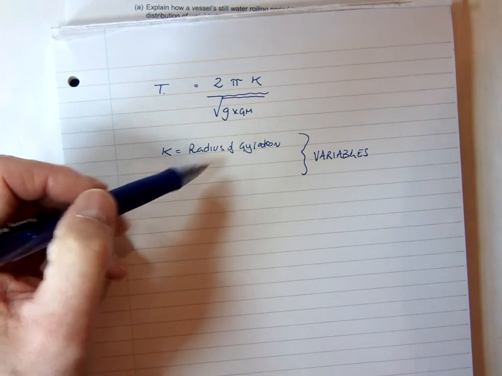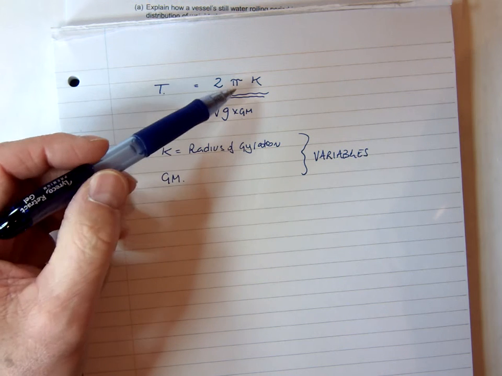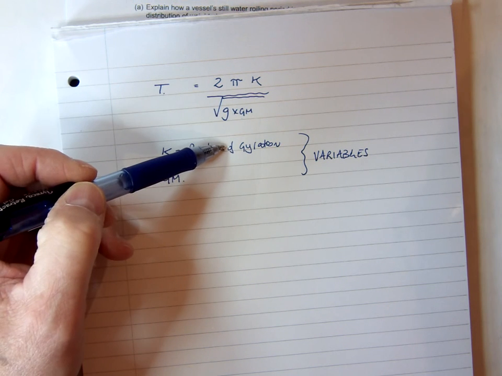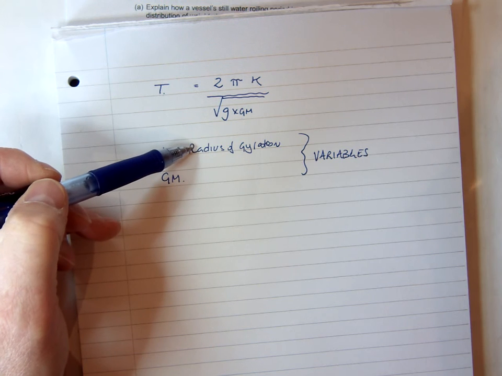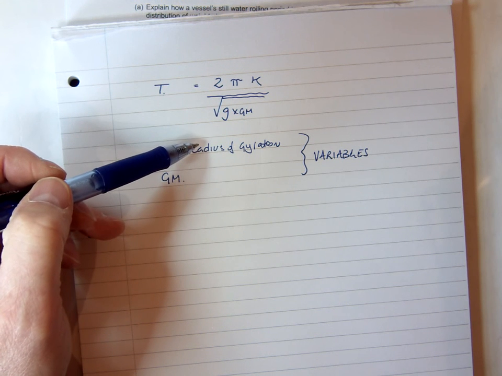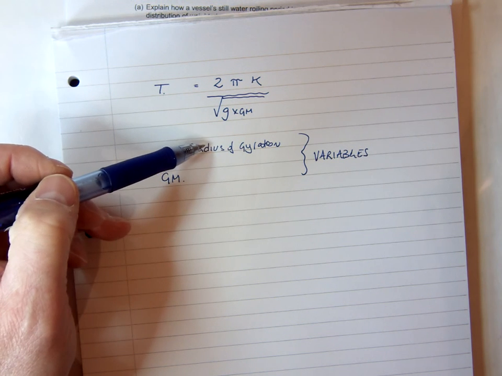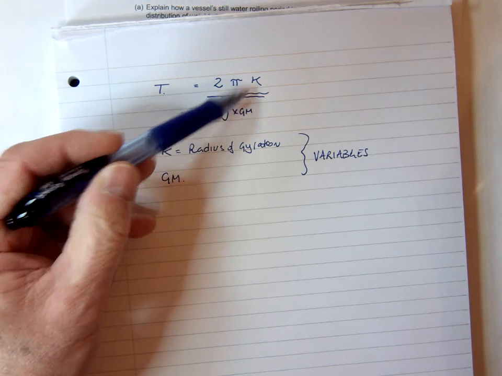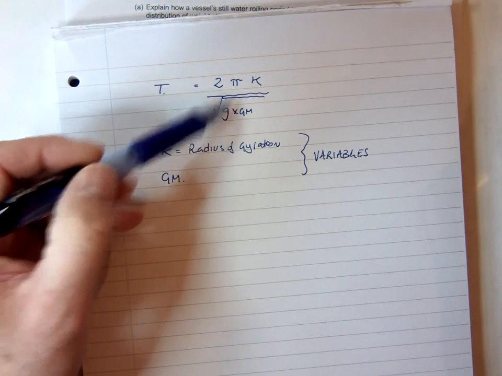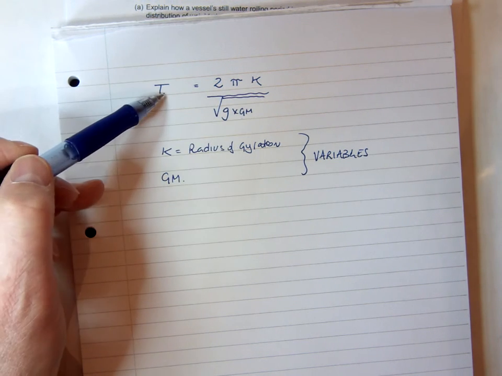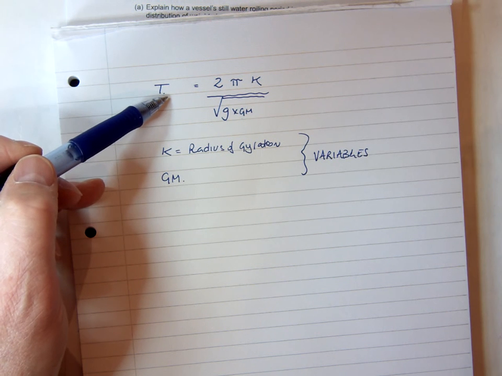So you can see there, just looking at the formula, that the radius of gyration, in other words the distance that the weight is from the centre line of the vessel, dictates k. If the weights are further from the centre and k increases, then the time in seconds for the rolling period is going to increase.